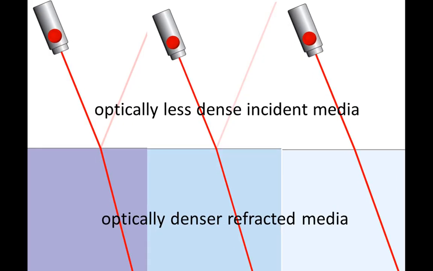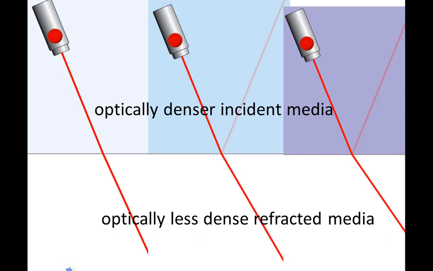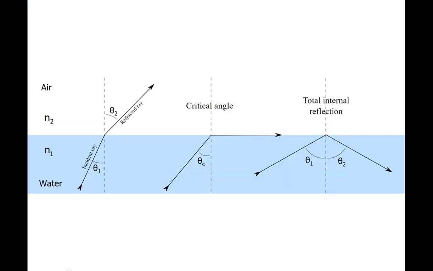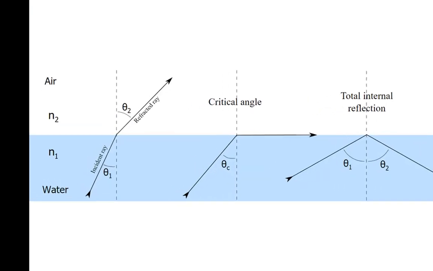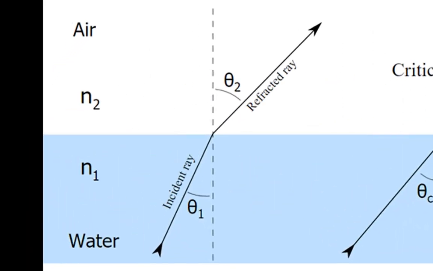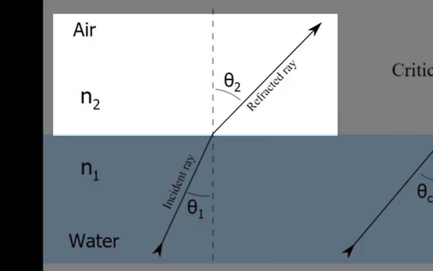And we have seen that when light travels from an optically less dense to an optically denser medium, it is refracted towards the normal. Whereas when it travels from an optically denser to an optically less dense medium, it's refracted away from the normal. And this is very important for understanding critical angle. Because what happens with a critical angle is that light travels from an optically denser to an optically less dense medium, and therefore is refracted away from the normal.